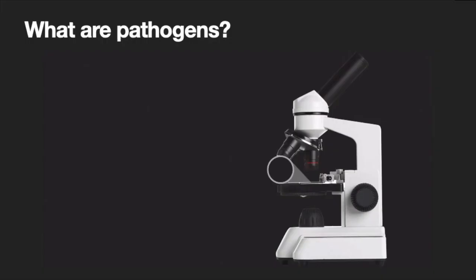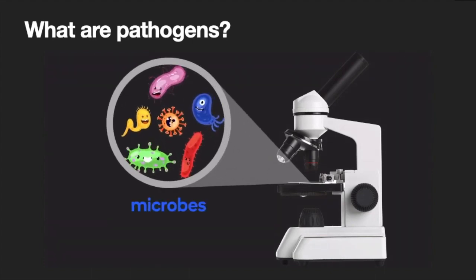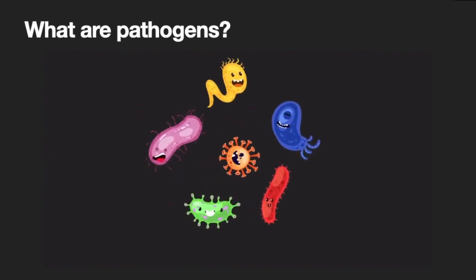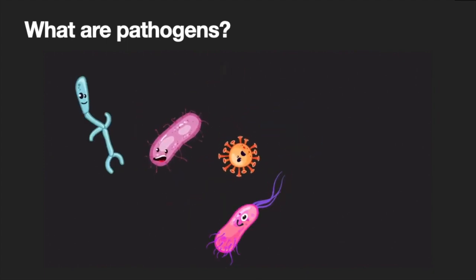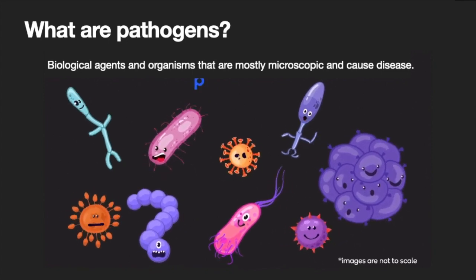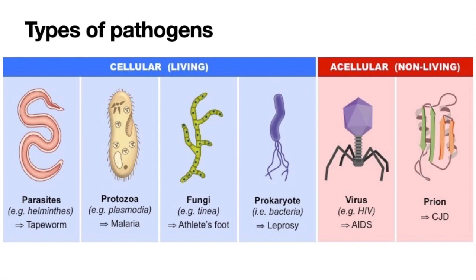So what are germs? Well, germs are often microbes, organisms that can only be seen using a microscope. The world and our bodies are full of microorganisms, and most of them are harmless or even beneficial. But when microbes or other organisms cause disease, we call them pathogens. There are different types of pathogens.